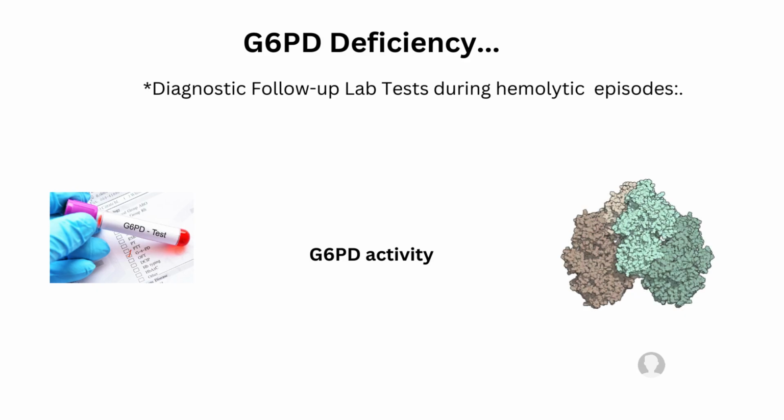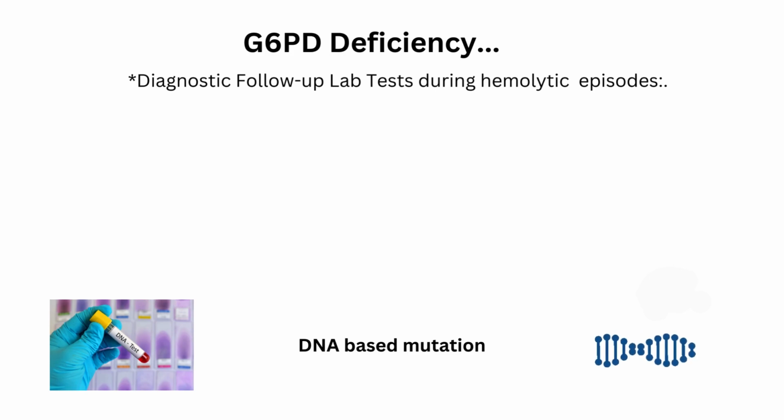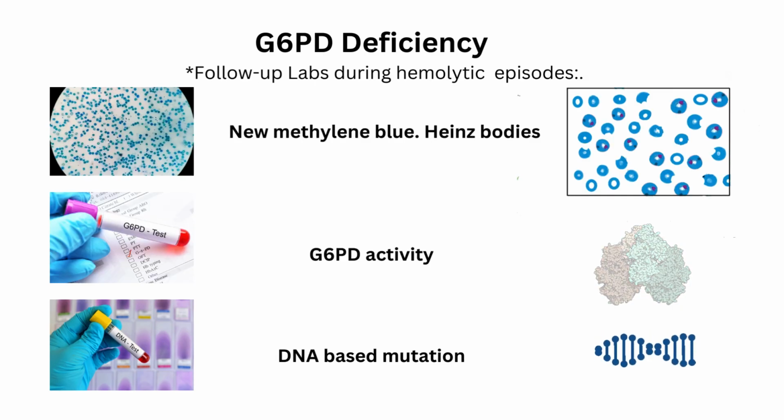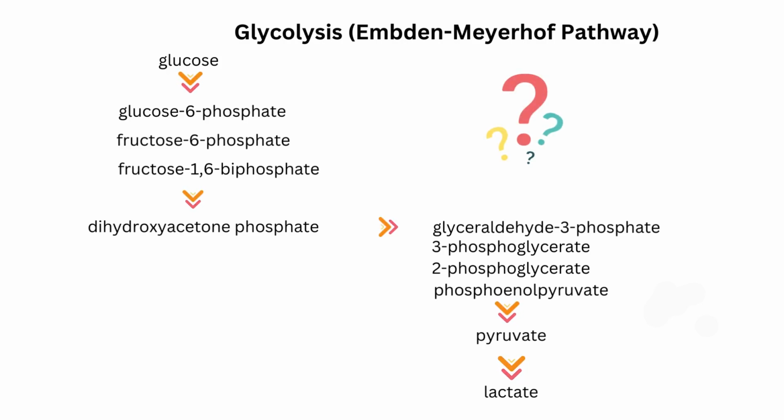A more specific diagnostic test is the G6PD activity test. The G6PD activity assay is also called the fluorescent spot test. The most specific test for G6PD deficiency is the DNA-based mutation test, DNA testing. Pyruvate kinase deficiency is the second most common enzyme deficiency. And do you know where the pyruvate kinase enzyme is in glycolysis?